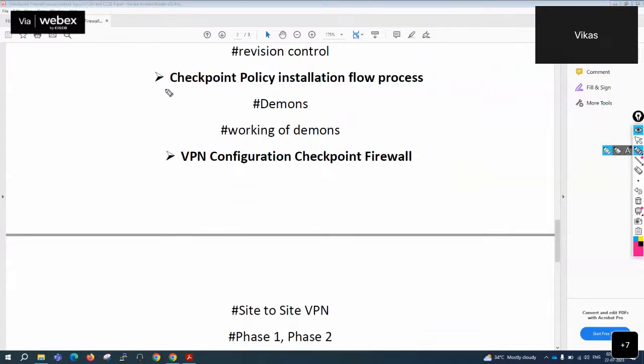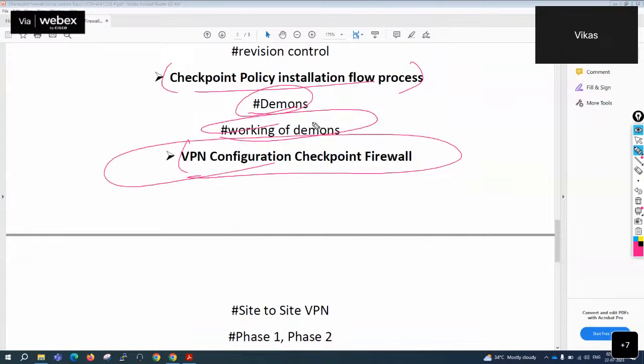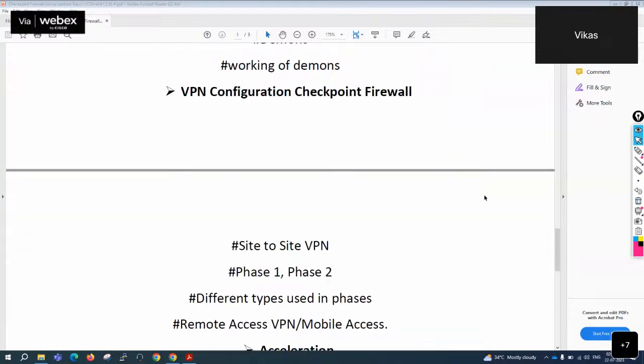Then I'll be discussing the Checkpoint policy installation process, where I'll be discussing the daemons and their working. Then the VPN configuration in the Checkpoint firewall. When you talk about VPN configuration, we have two types of VPN. One is called site-to-site VPN. One is called remote access VPN, right?